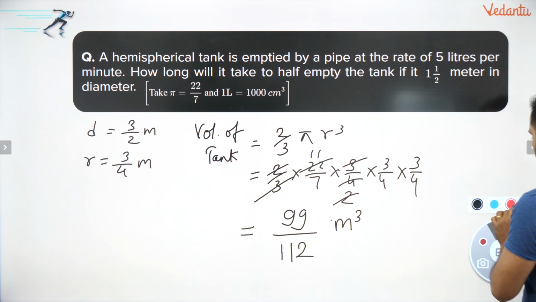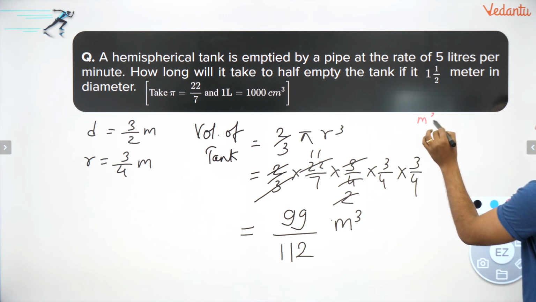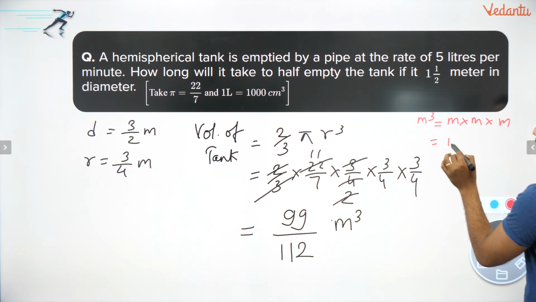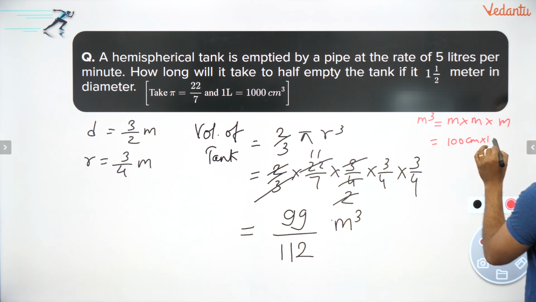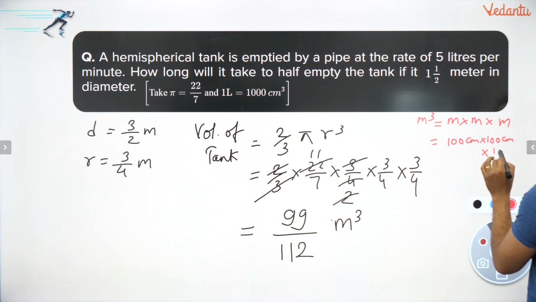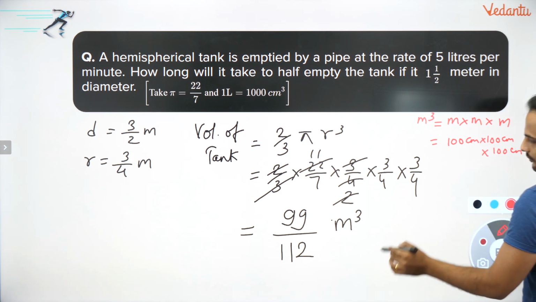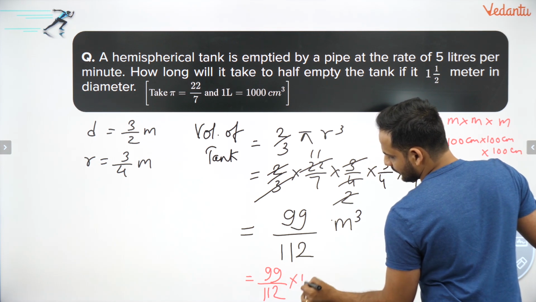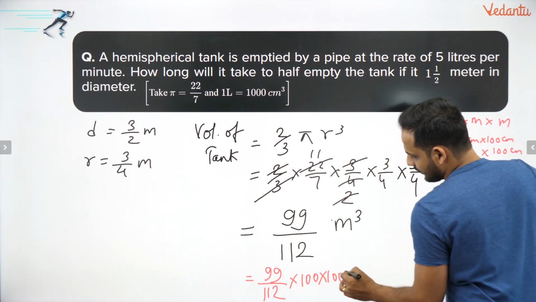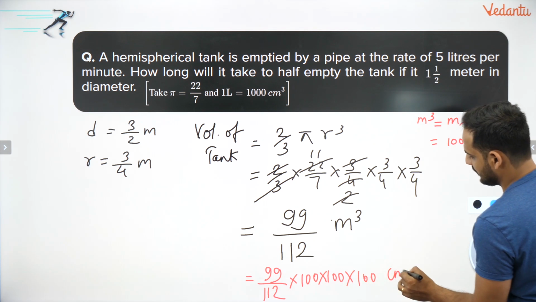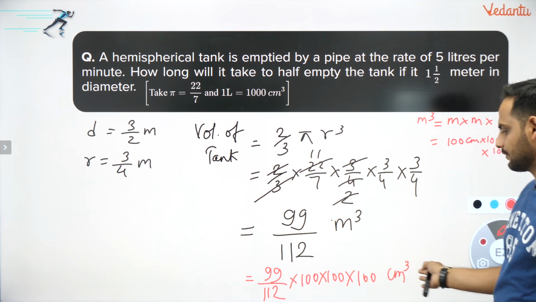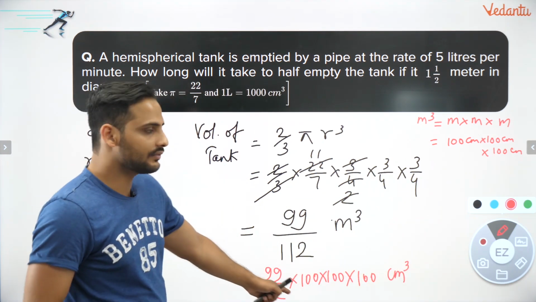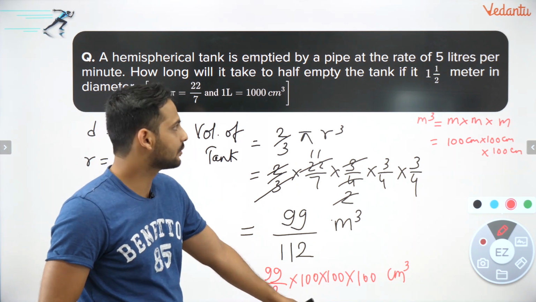So let's understand it in this way. Meter cube means meter into meter into meter, and 1 meter is 100 centimeters, so 100 centimeter into 100 centimeter into 100 centimeter, right? So I have to multiply this by 100 into 100 into 100 centimeter cube. So this will be your capacity in centimeter cube. Now we need to convert this into liters.